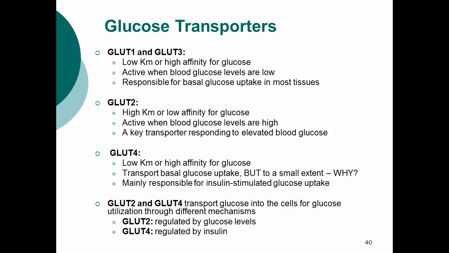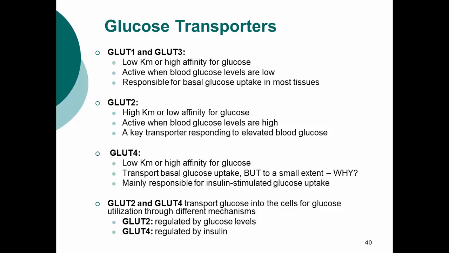Okay, so now let's talk about the glucose transporters, about the Km affinity for glucose. Different glucose transporters have different affinity and Km for glucose. For example, GLUT1 and GLUT3 basically have a low Km or high affinity for glucose. So that means that only when blood glucose level reaches very high, then these two transporters can be activated. They can transport the glucose.